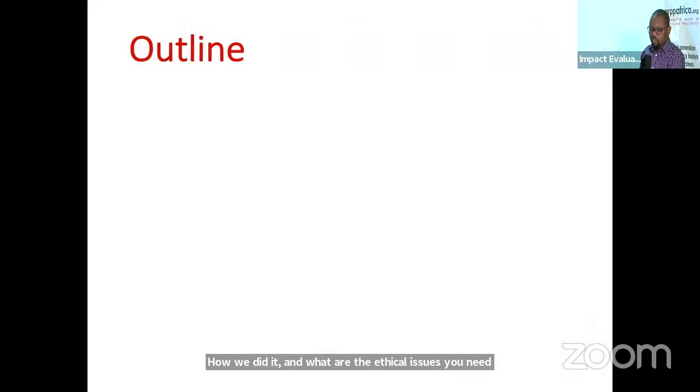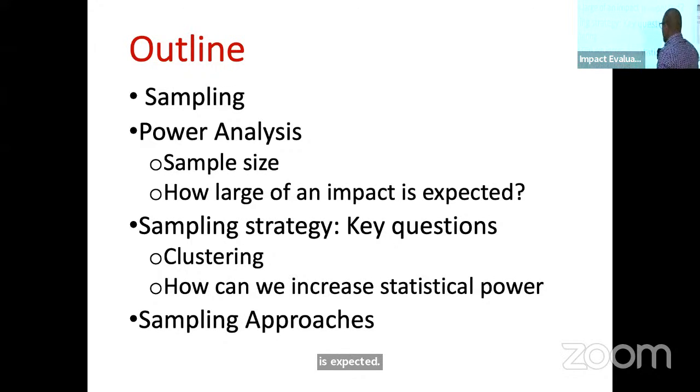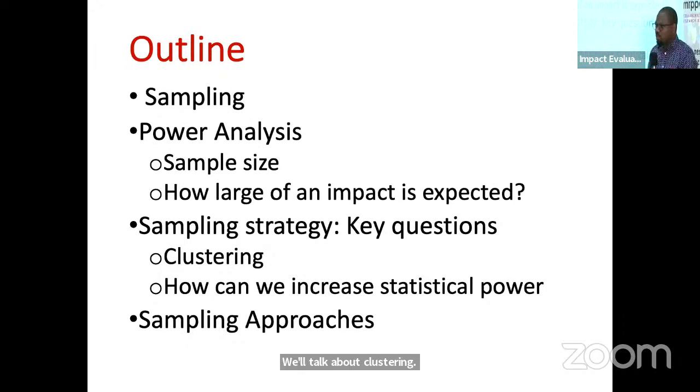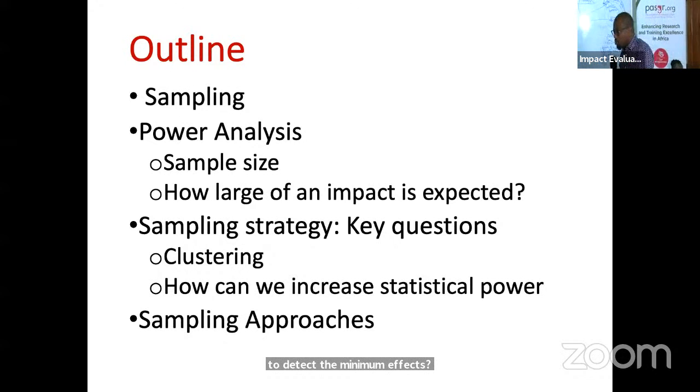So basically today, in terms of coverage, we expect to do sampling. We'll talk about power analysis, sample size, and how large of an impact is expected. We'll talk about sampling strategies and what are the key questions we need to think through, especially with randomization. We'll talk about clustering. On the first day, I talked about a concept called inter-cluster correlation. Today, I will clarify and you'll see how it relates. And how can we increase the statistical power? How do we increase the sample size so that we are able to detect the minimum effect of our intervention? Okay, how do we increase the statistical power?